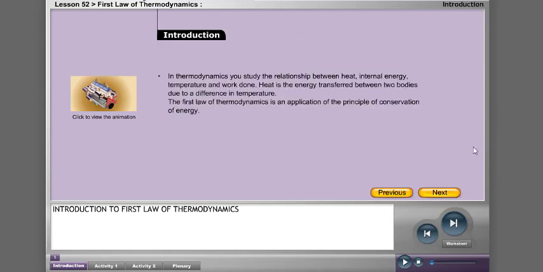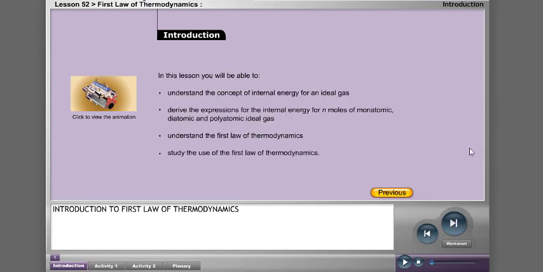In thermodynamics, you study the relationship between heat, internal energy, temperature and work done. Heat is the energy transferred between two bodies due to a difference in temperature. The first law of thermodynamics is an application of the principle of conservation of energy.